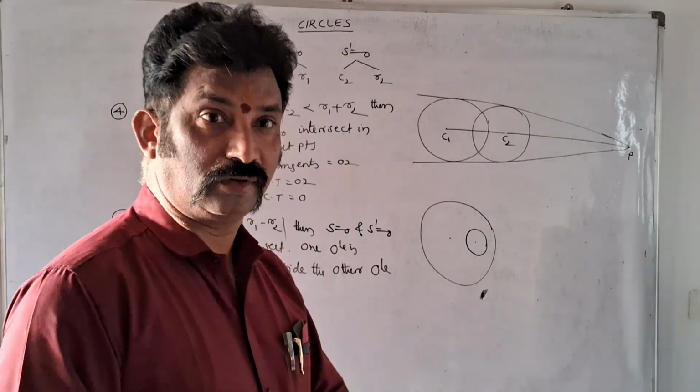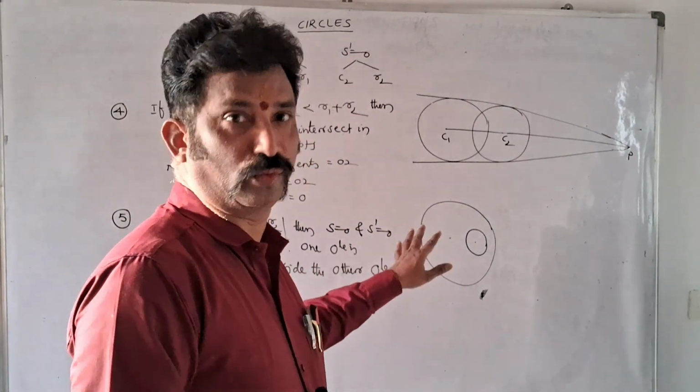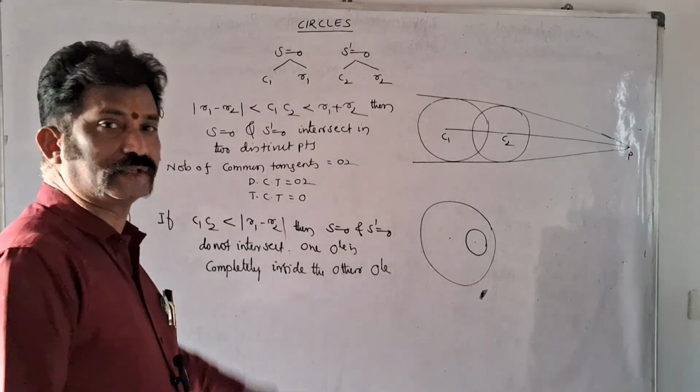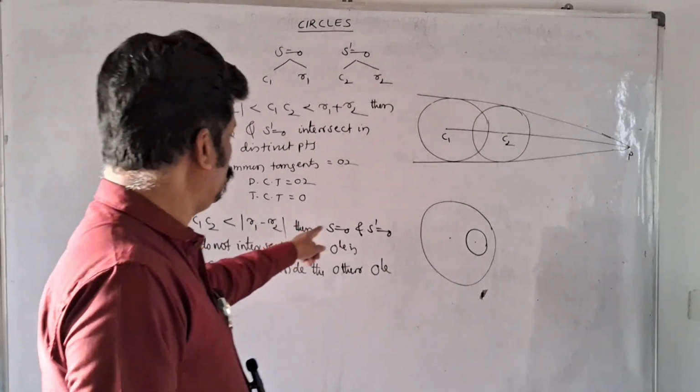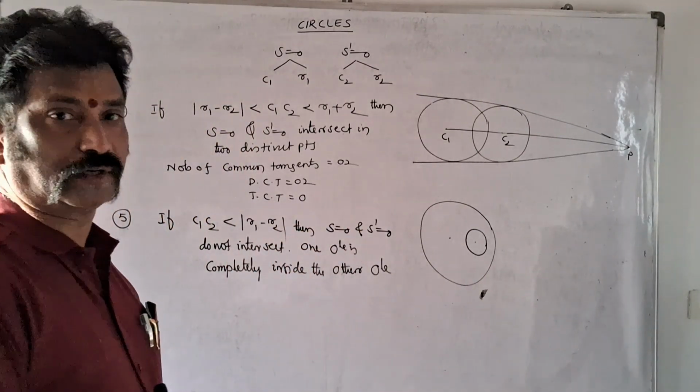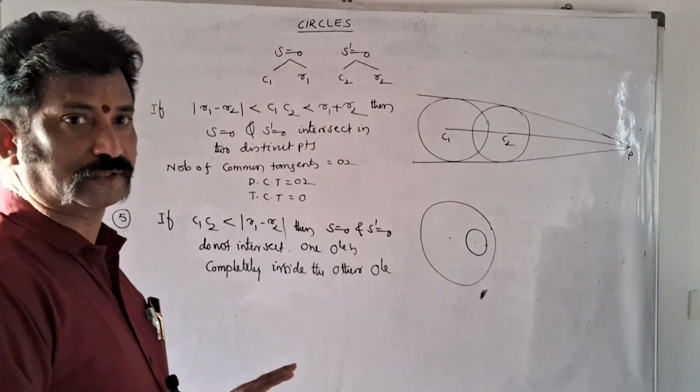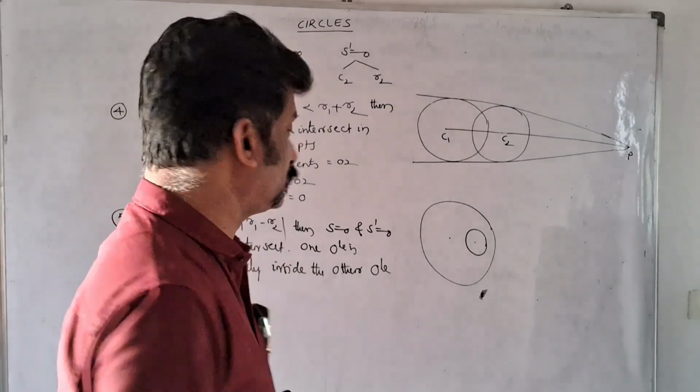I have one doubt. Are those concentric circles? No. If C1C2 is less than modulus of R1 minus R2, then the two circles do not intersect. One circle is completely inside the other circle. Those are not concentric circles. Now, when do you say concentric circles?